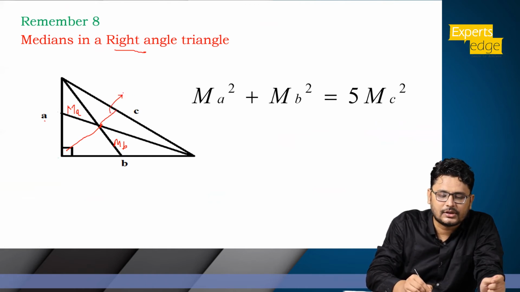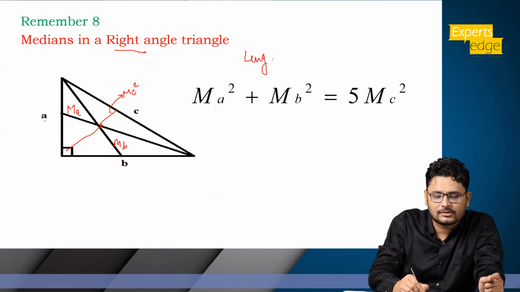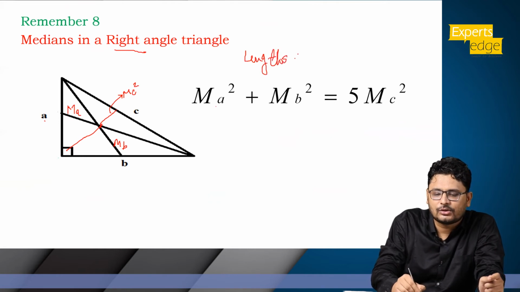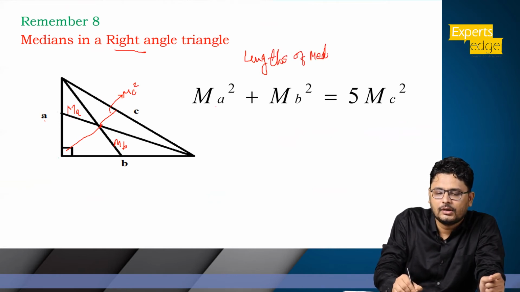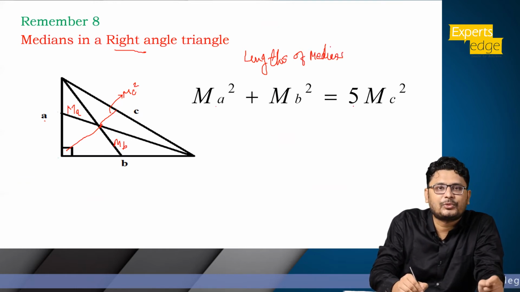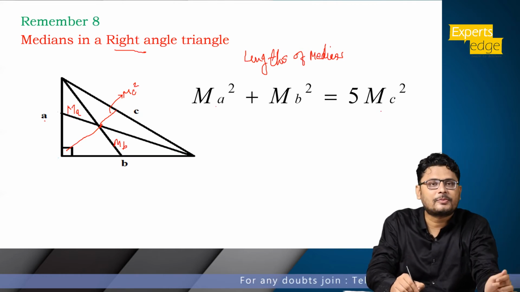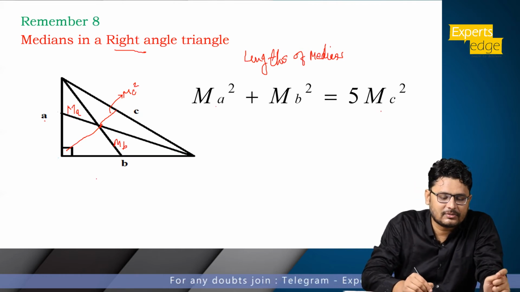Okay, so this is MC. So what is the relation given here? MA square, it's all median. These are the lengths of the medians. Okay, please remember lengths of medians. That is MA square plus MB square should be equal to 5 times MC square. Okay, what is MC? It is the one dropped on the hypotenuse. Okay, so please remember this.